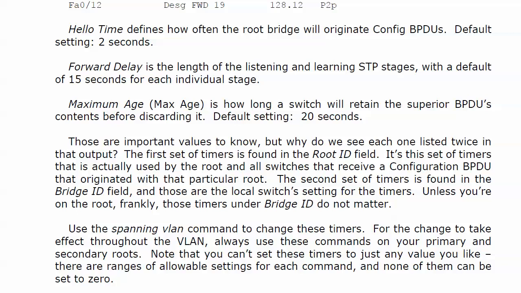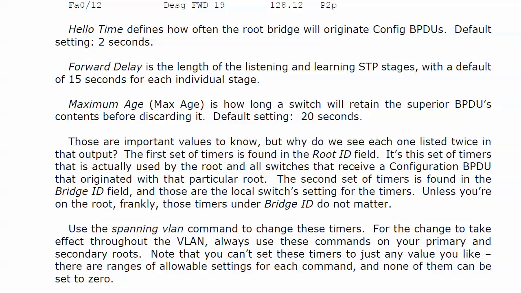So those are important values to know, and we know now why we see each one listed twice. But the most important set really is on the root, because those are the timers that are actually getting used. And if you go to a non-root and you change the STP timers, well, we'll see if the switch tells us anything like, hey, you're not on the root, this isn't going to take effect.